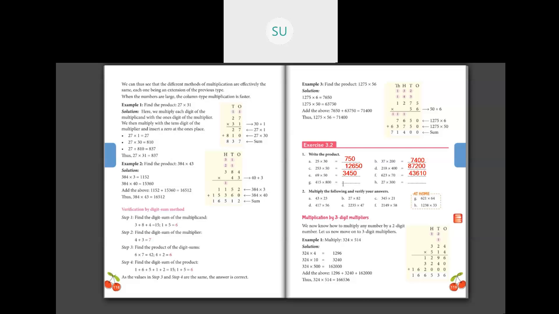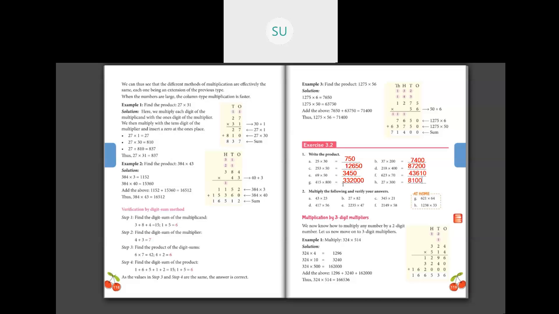Then we have 415 into 800. Now we'll do 415 into 8. So 415 into 8, when you do, you'll get 3320. And another 2 zeros you will add. So you have 332,000. Okay, then 27 into 300. So 27 into 3 we do, we'll get 81. And in 300 we have 2 zeros, so we'll add them. So that is 8,100. Okay, so this was question 1.